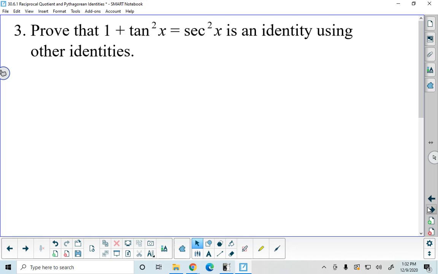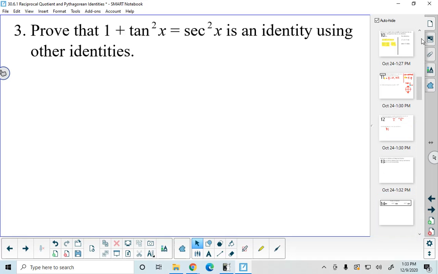Prove this identity. Okay. On Friday or Monday, I haven't decided, we will have a lesson on proving identities. But it's tough to prove identities. It's tough to learn how to do this. So I'm starting off with every now and then in our lessons having a proof.